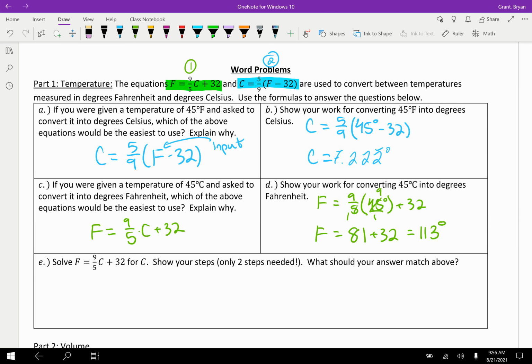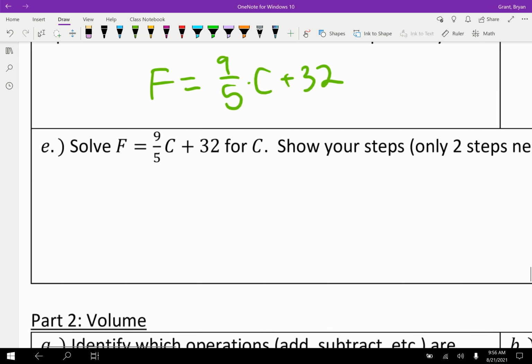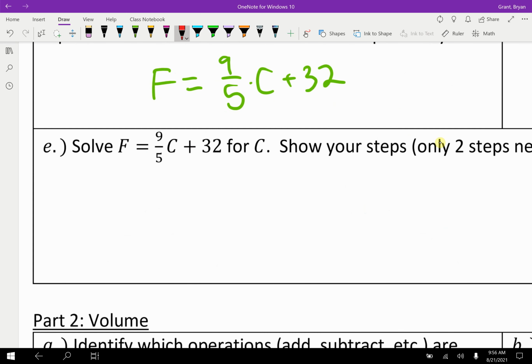So what we're going to try and do to finish off this problem is we're going to solve this equation for C. Because all this is a literal equation. It has more than one variable in it. And we're going to go ahead and manipulate this to isolate C. There are only 2 numbers attached to C. The fraction 9/5 is multiplying, and 32 is adding. Do we undo adding 32 or multiplying by 9/5? Oh, that's right. We undo adding 32 first. So we subtract 32 from each side.